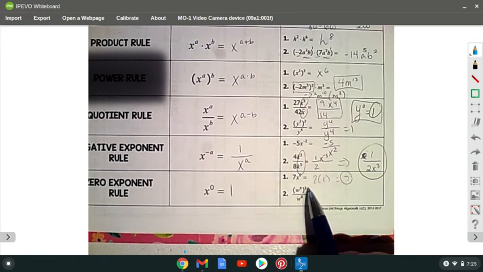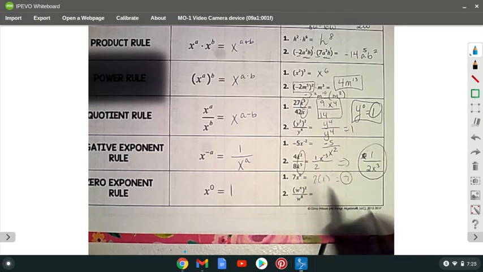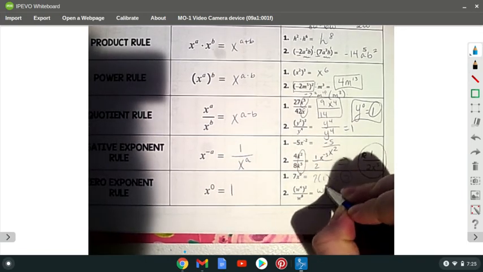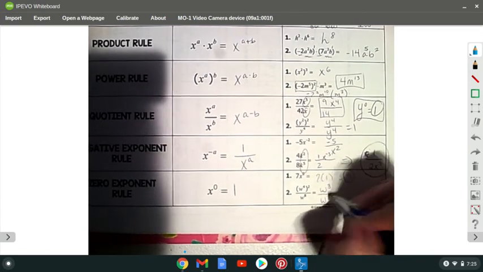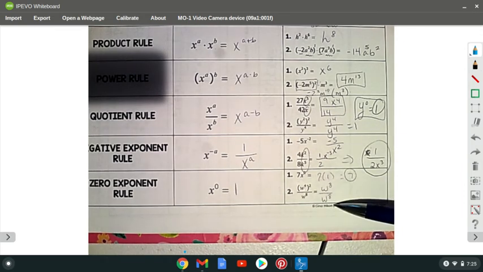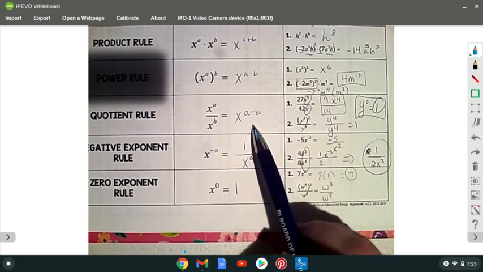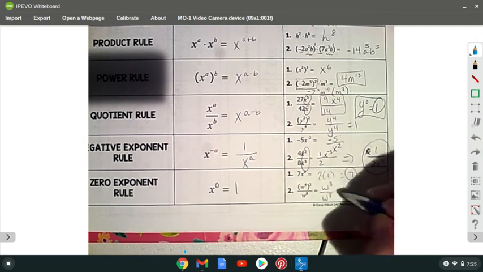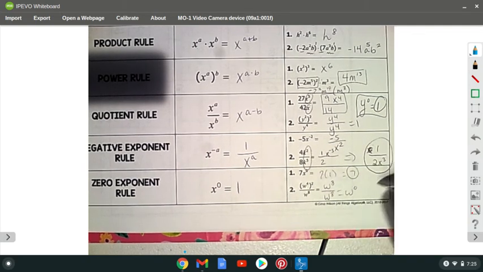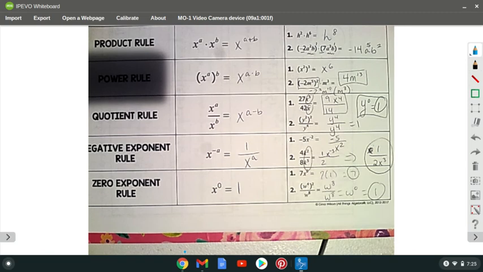Here I got that power to a power rule. So I'm going to multiply 4 times 2 to get w to the power of 8. And then I have w to the power of 8 divided by w to the power of 8. So I could look at this two ways. Anything divided by itself is 1. Also, I could look at that quotient rule. Subtract 8 minus 8 gives me 0. Anything to the power of 0 is 1.